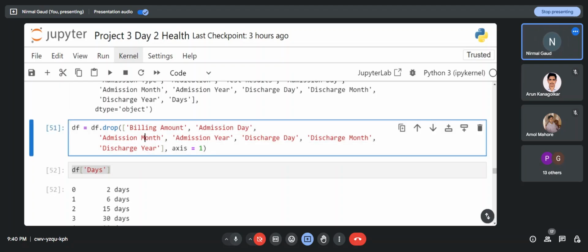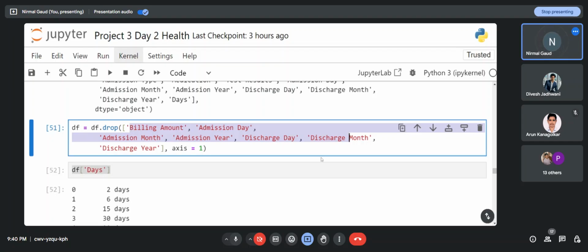What's your opinion? Billing amount is also, and the admission day, month, and year along with the discharge. I think they are not relevant. What's your opinion? So not relevant. Not relevant, right? Because I'm going to talk about the disease. I'm going to predict the test results. So these are just like the admission of the patients. They are not at all technically related to some disease or admission or discharge. They are not related to what are the factors of test.